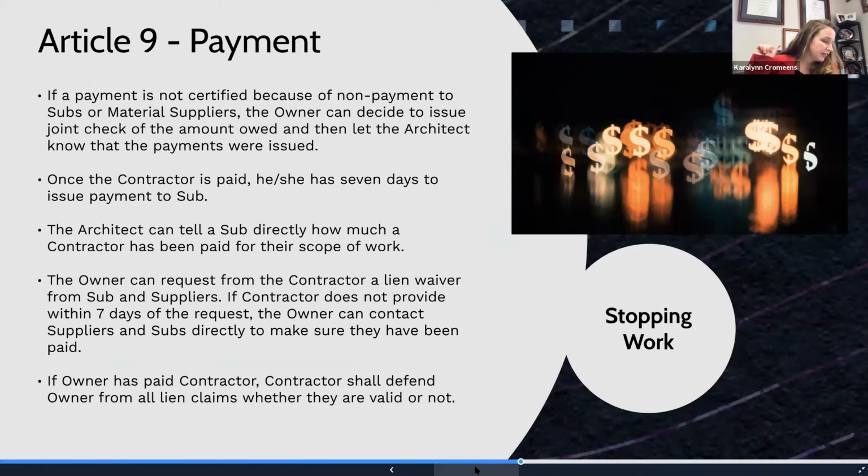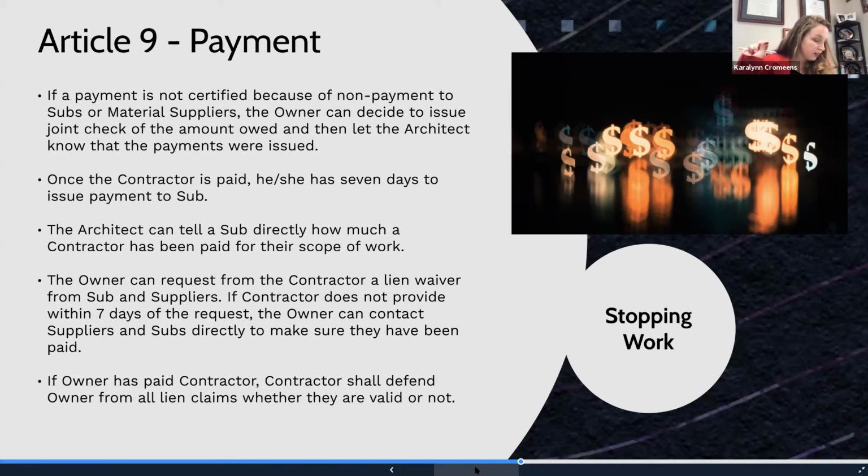Okay, and then if payment's not certified due to non-payments to sub or material suppliers, the owner can pay them via joint check and then let the architect know. If there's a dispute, say the pay app is partially certified, the owner should pay that certified part, and then you can either resubmit on the next pay app for the difference or go through the dispute process if you disagree with the partial certification as a contractor.